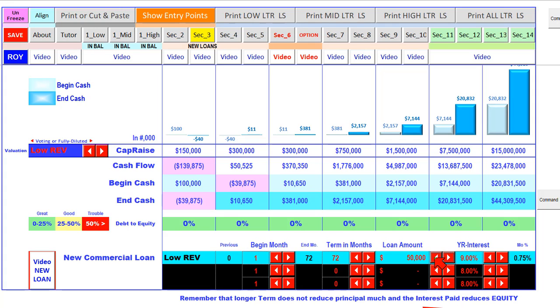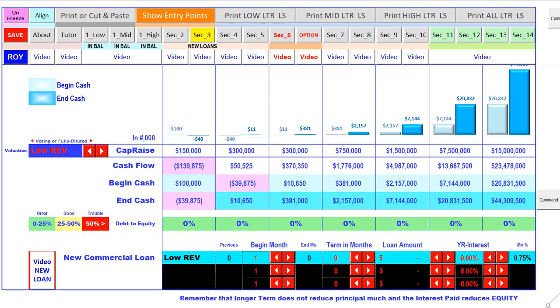So I'm going to go down here and I'm going to turn those off, and I'm going to turn off the term in months. So I'll leave the interest rate at 9%. Now this is a little different. We have more pink. That means we have more problems. So the cash flow is a minus $139,000. The beginning cash came from the founder, and we're still $39,000 in the hole, which would carry forward to the next period. Let's see what we can do about putting a little loan together.